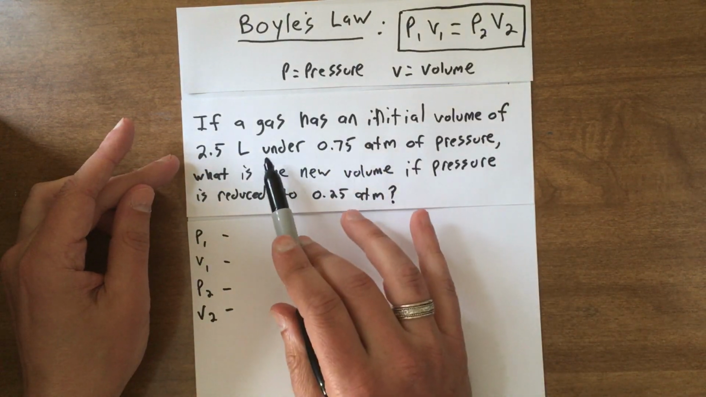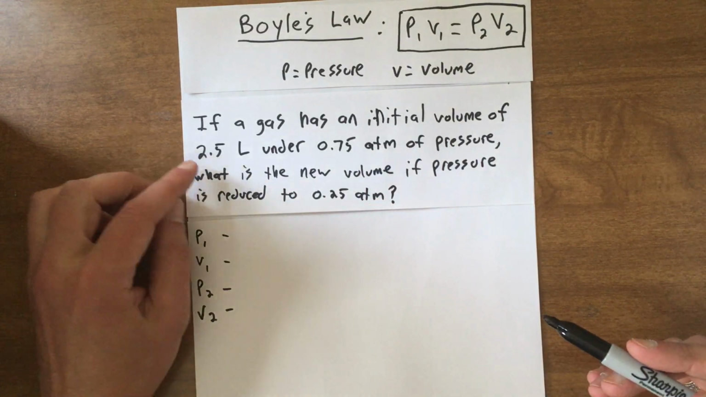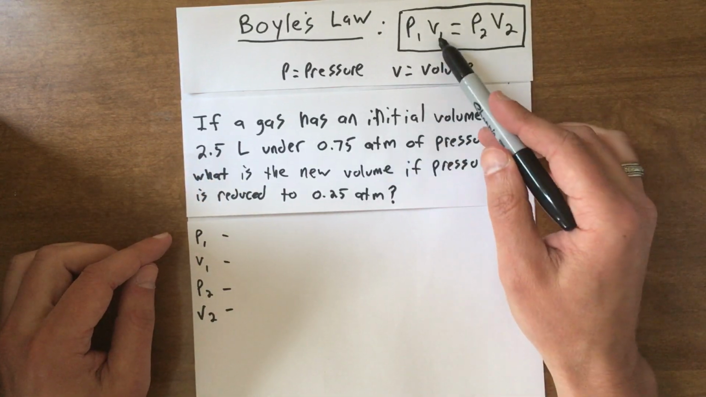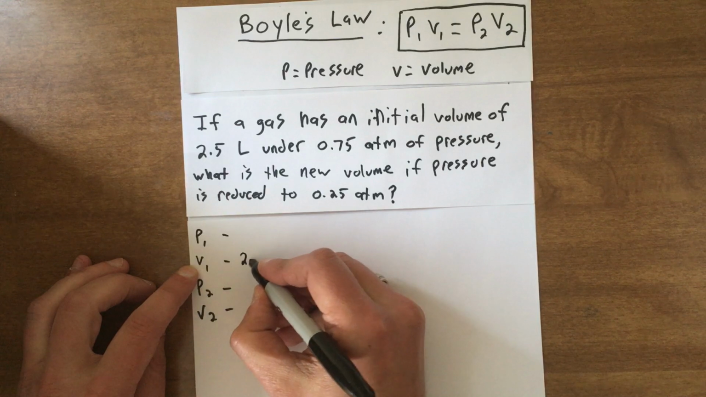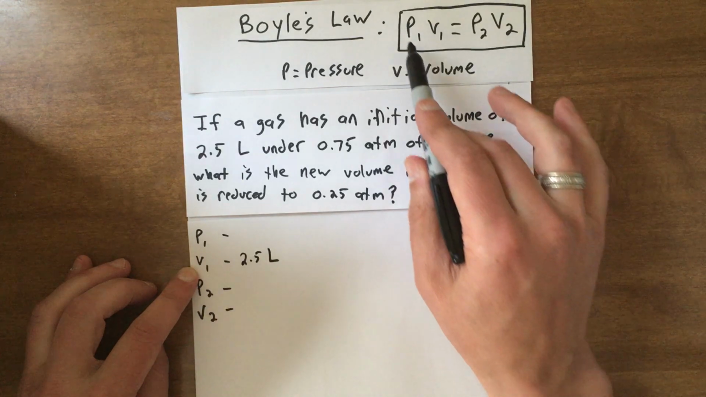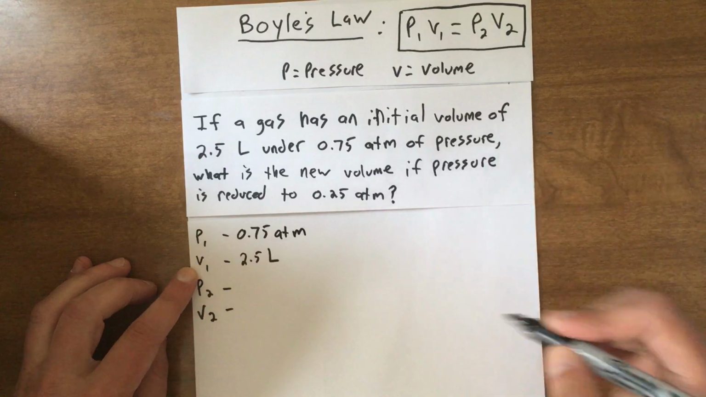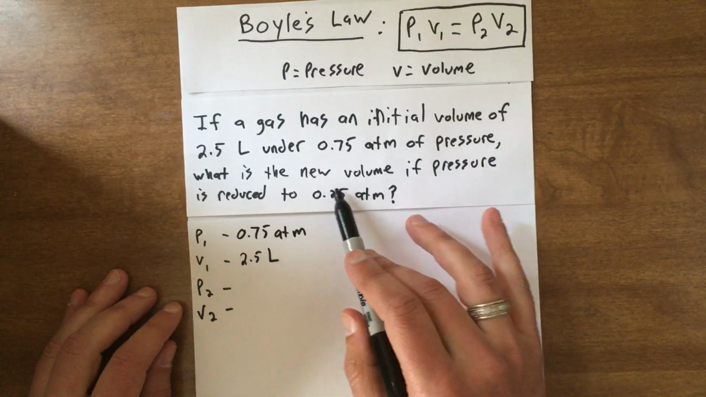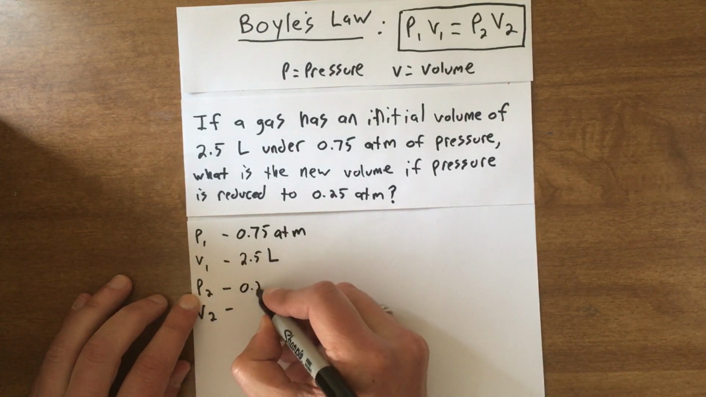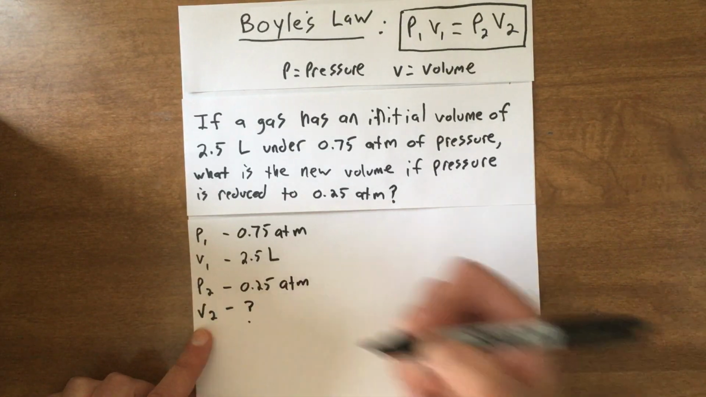So let's go through this again one more time. We have a gas with an initial volume of 2.5 liters. It's our initial measurement, so that's got to be our initial volume, our V1. So I'm just going to write 2.5 liters. And it's under 0.75 atm of pressure, so that's our P1. Let's write that down. All right, keep going here. What's the new volume if the pressure is reduced to 0.25? So 0.25 has got to be my P2. And V2 is the thing I'm solving for, so that's my unknown.